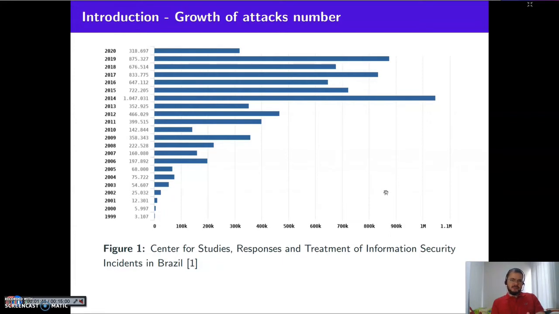In 2019, there were just over 875,000 attacks in Brazil, and in the interval between January and July this year, more than 300,000 attacks have been reported. It's important to note that these figures reflect the attacks that are reported to the agents that compile the statistics. So they actually reflect a probably very small portion of the reality.